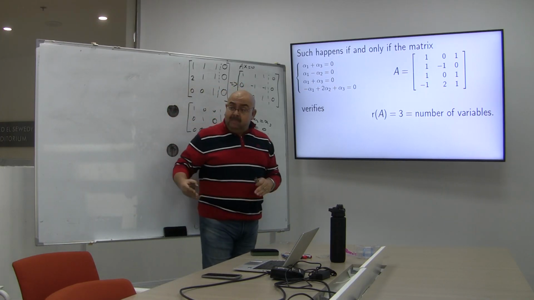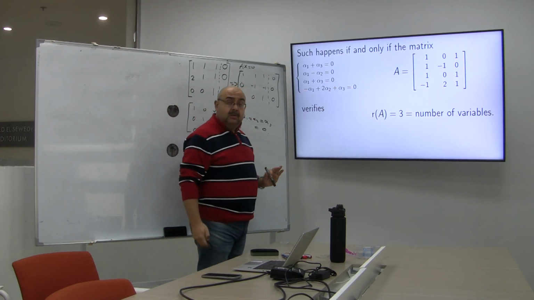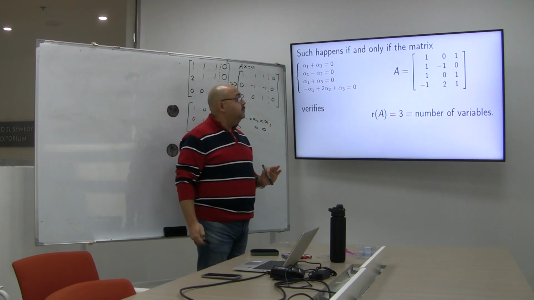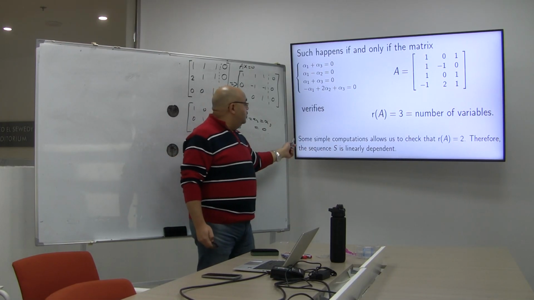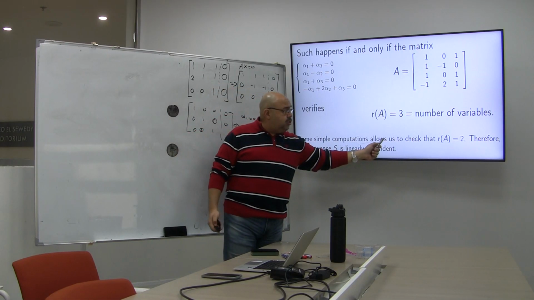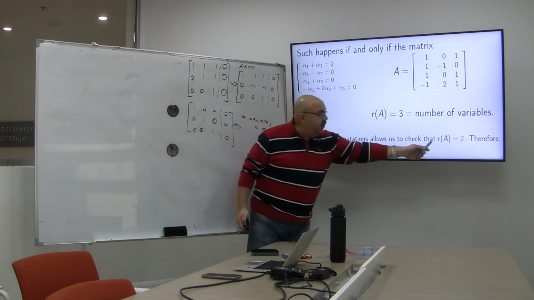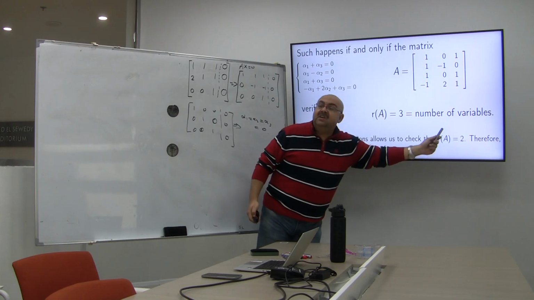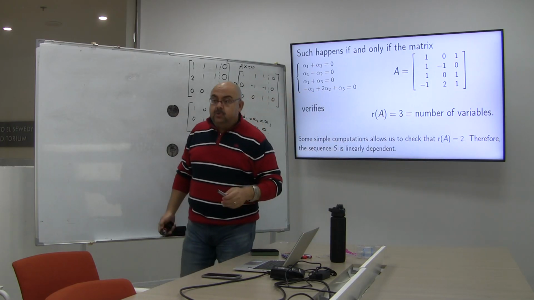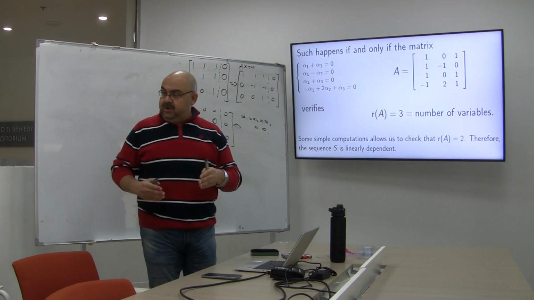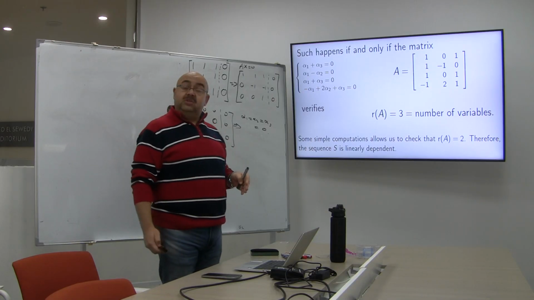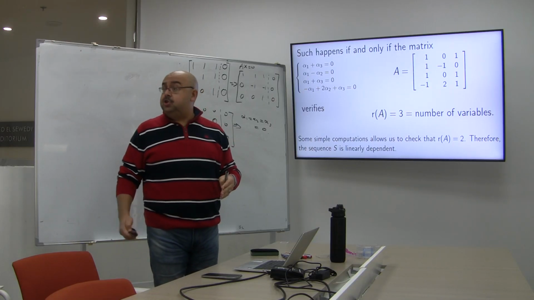Do you want me to solve it for you and continue, or is that enough? It's okay. So some simple computations allow us to check the rank. Once you play with it, the rank will end up being 2, which means they are linearly independent. If you work your way to a reduced echelon form, the rank is not even going to be 3, it's going to reach 2.